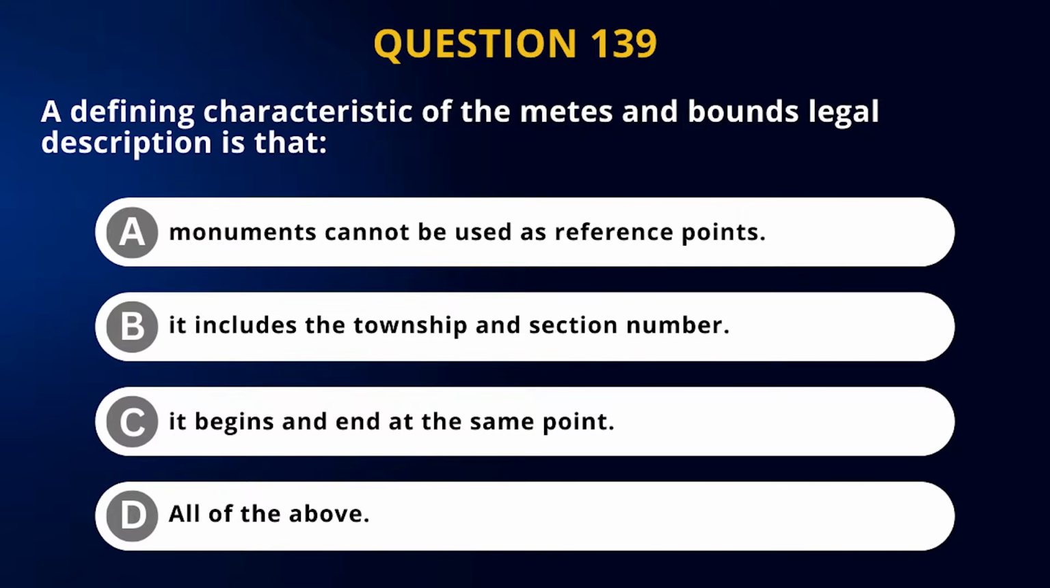Question number 139. A defining characteristic of the meets and bounds legal description is that letter A, monuments cannot be used as reference points. Letter B, it includes the township and section number. Letter C, it begins and ends at the same point. Letter D, all of the above.